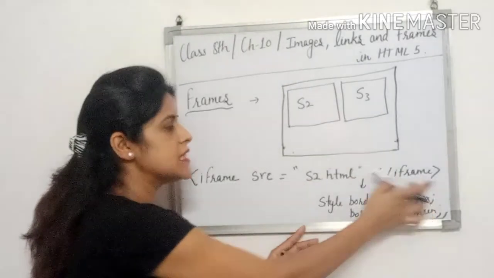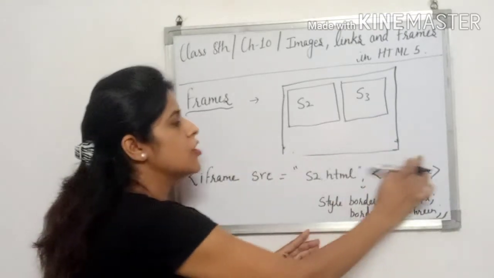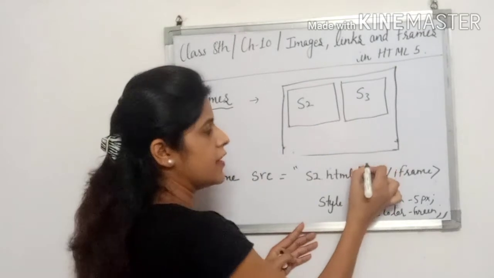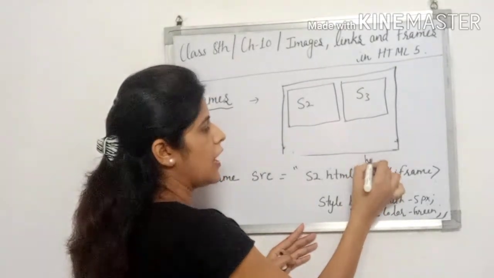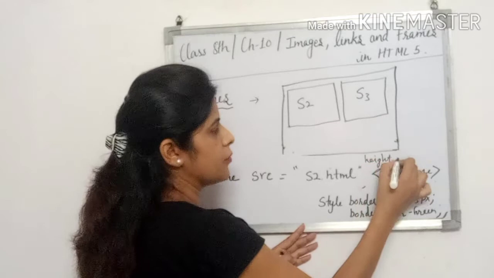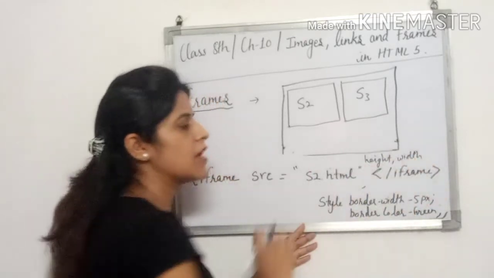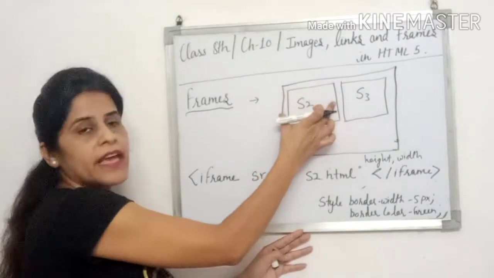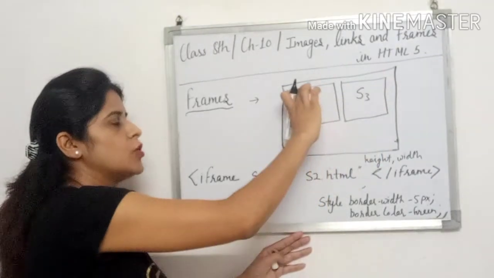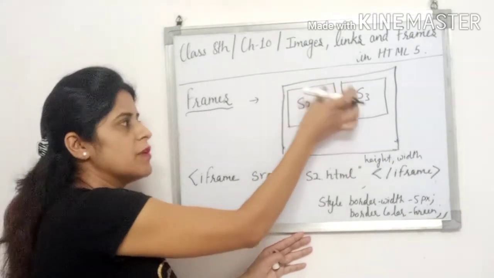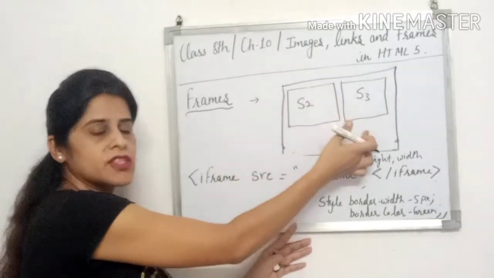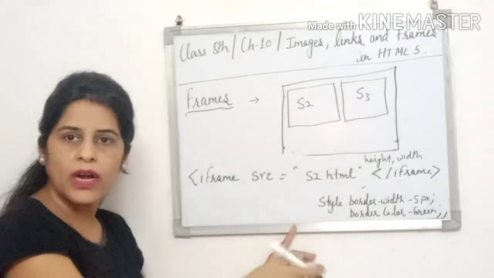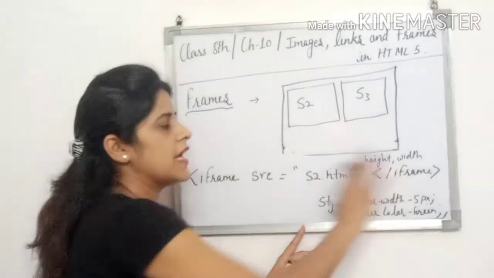When you use this line in your HTML program, after that here I can write the height and width attributes. Suppose I am giving height equal to 200 and width equal to 200, then its height and width will be set accordingly, and that file will be inserted in that web page in 200 height and 200 width. Similarly, to insert S3, iframe source s3.html, height equal to 200, width equal to 200, and then iframe close.